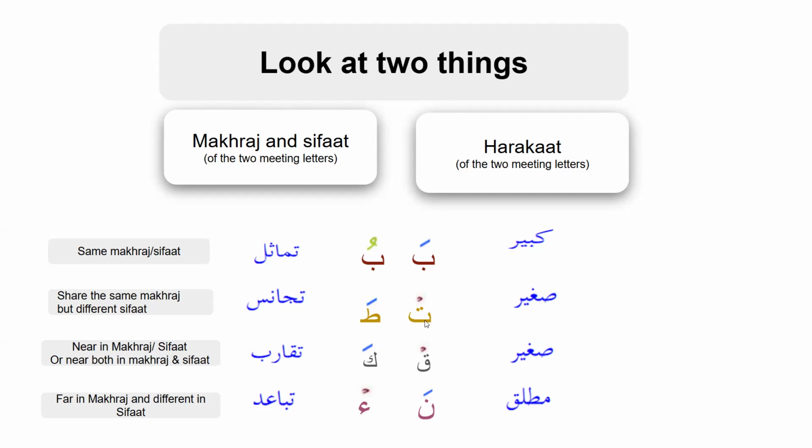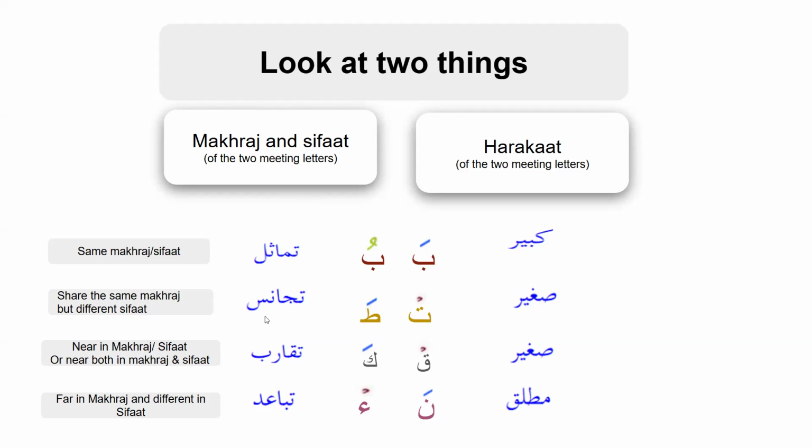If the two meeting letters have the combination of sukoon and the haraka, so the first letter has a sukoon, the second one has a haraka, this combination is called saghir. So in the context of harakat, we give it the name of saghir relationship. And as we see, the two letters are not the same, it's the ta and the ta. They share the same makhraj, but they are different letters and they have different sifat. This is called tajanus. Again, this is in the context of makhraj and the sifat. Two letters come from the same makhraj, but different in sifat.